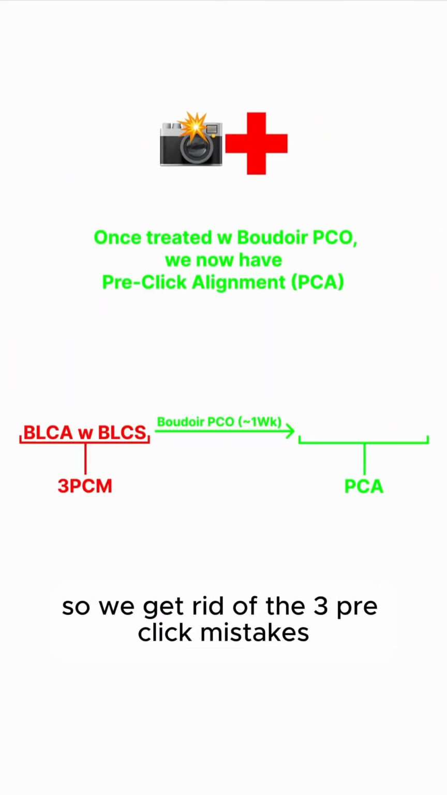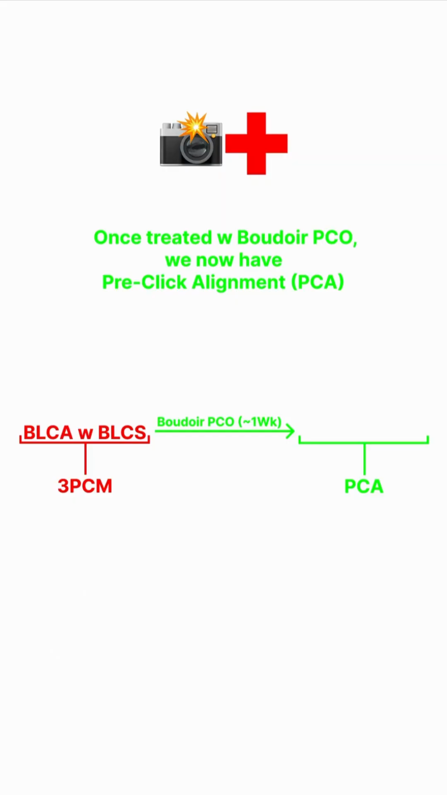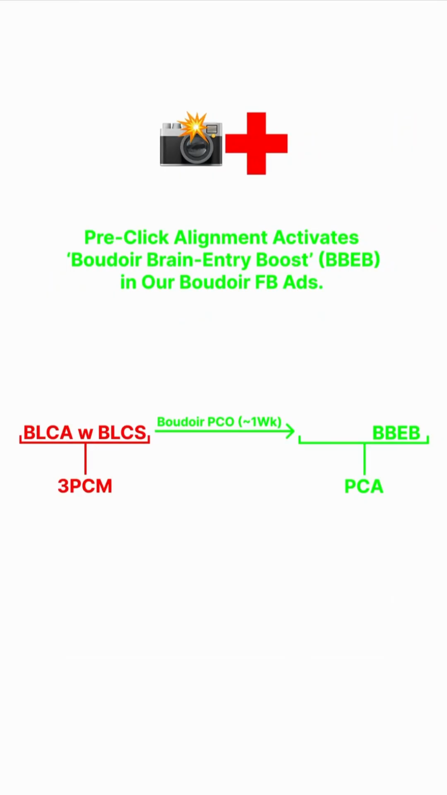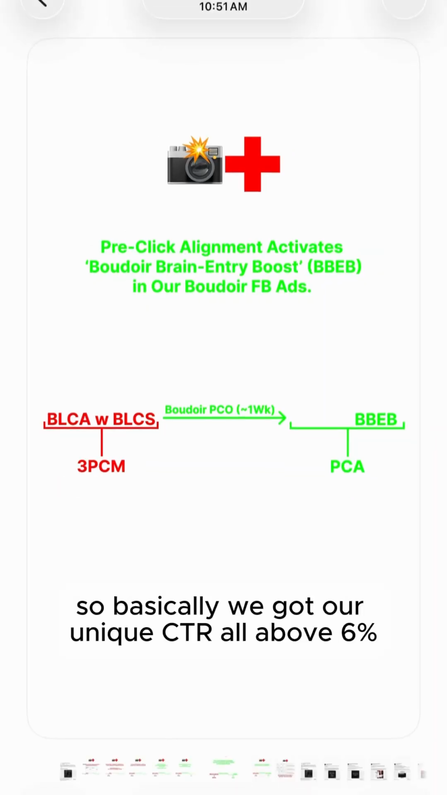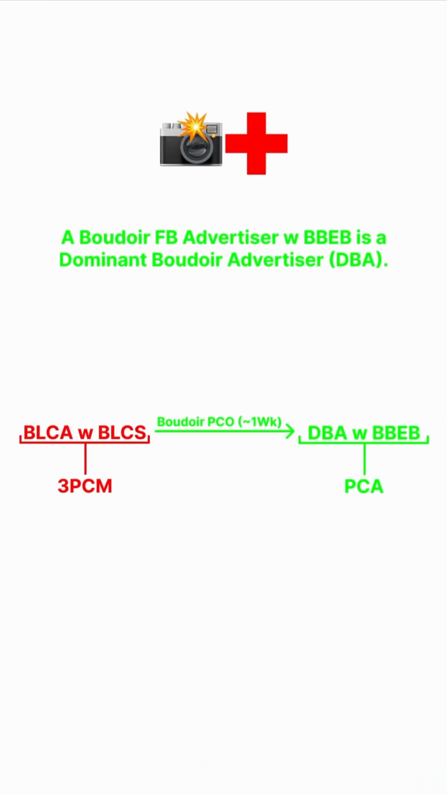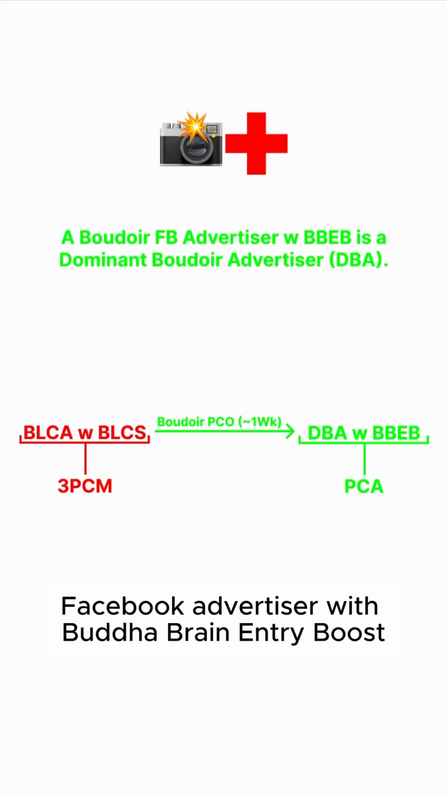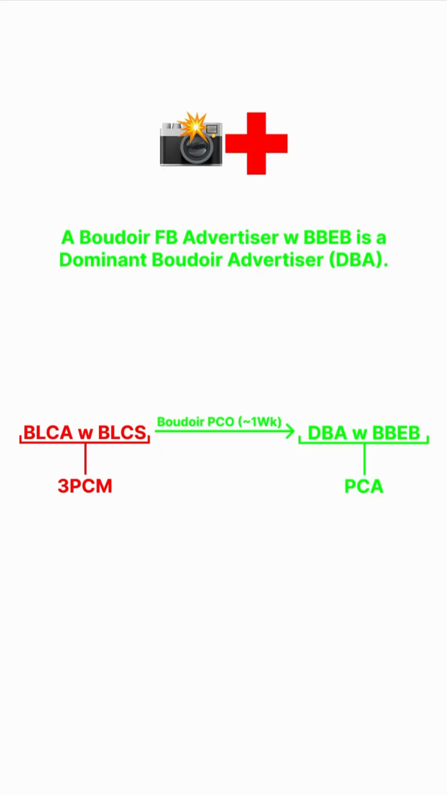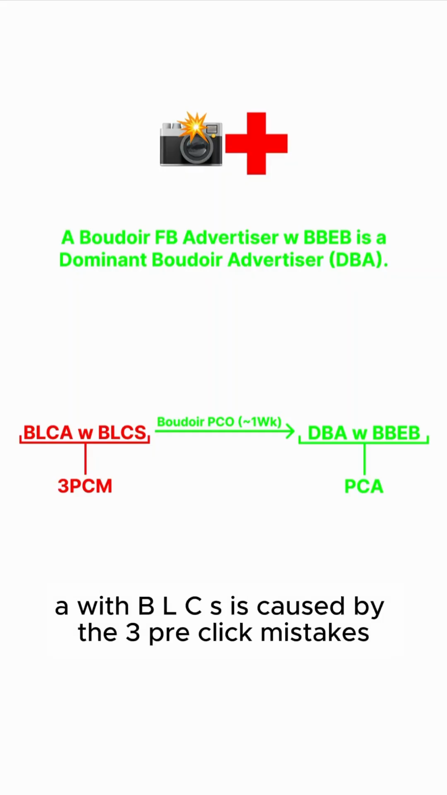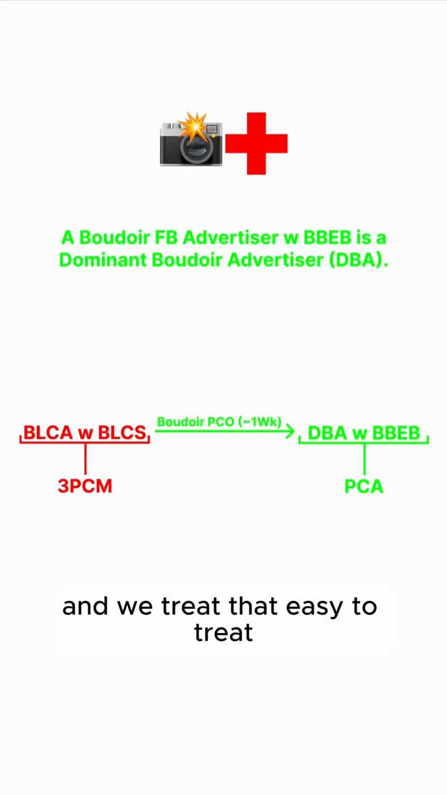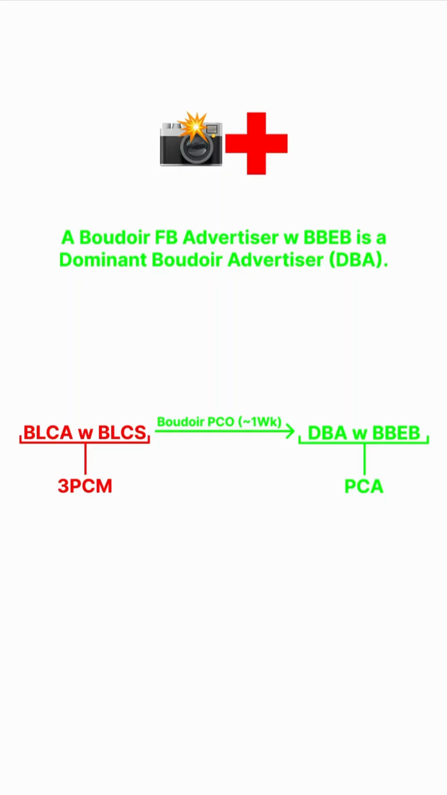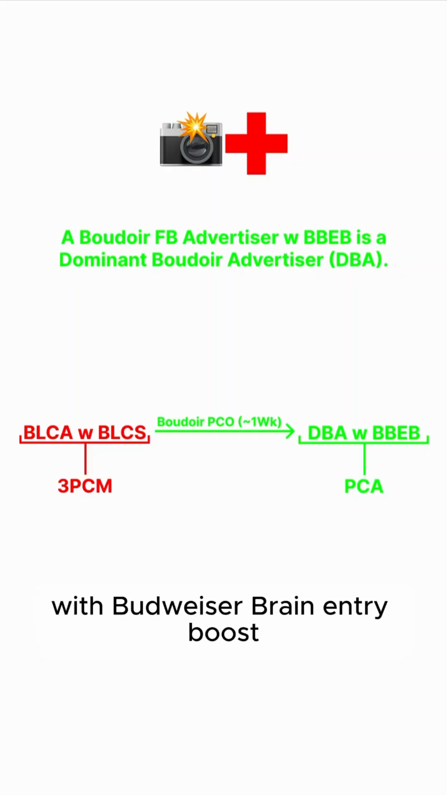Now, once treated with Boudoir Pico, we now have pre-click alignment, PCA. So we get rid of the three pre-click mistakes. We achieve pre-click alignment. And pre-click alignment activates Boudoir brain entry boost in our Boudoir Facebook ads. So basically, we got our unique CTR all above 6%. And a Boudoir Facebook advertiser with Boudoir brain entry boost is a dominant Boudoir advertiser, a DBA. So this is our full universe here. A BLCA with BLCS is caused by the three pre-click mistakes. And we treat that, easy to treat, treated with Boudoir Pico, takes about a week. We achieve pre-click alignment, and we become a dominant Boudoir advertiser with Boudoir brain entry boost.